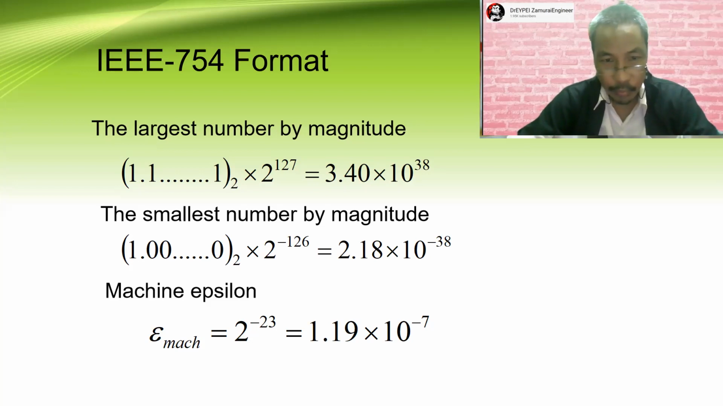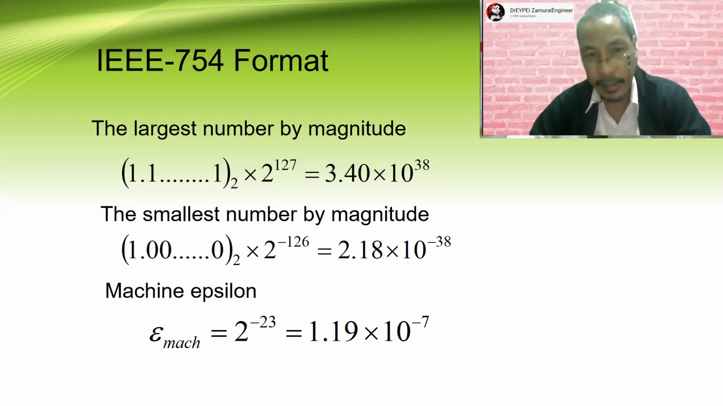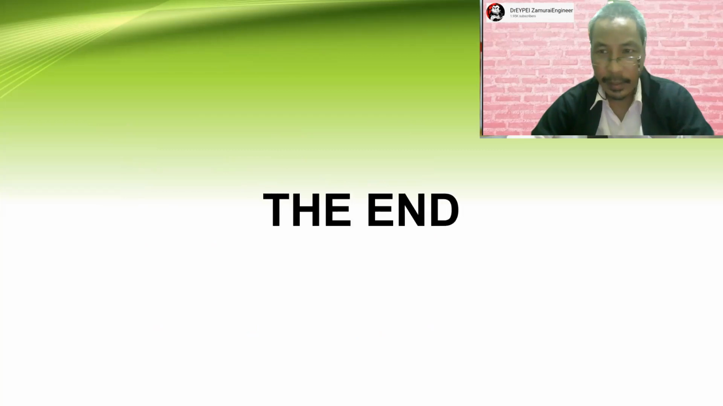And because of that, we have what? Our machine epsilon. We have the formula for machine epsilon. You can go back to the previous slide. Just follow the formula and you can compute this number, 1.19 times 10 to the negative 7. Okay? So these are the topics for the day. And thank you for listening.